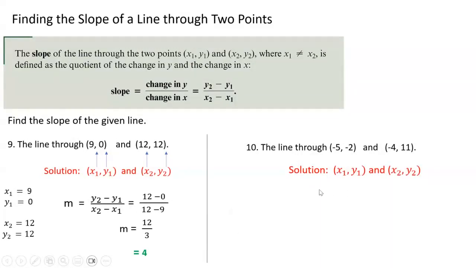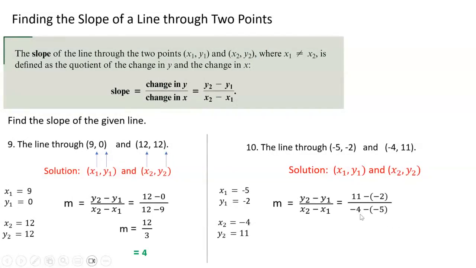Now, this is number 10. We know that x1 is negative 5 and y1 is negative 2. x2 is negative 4 and y2 is 11. So let's plug into the formula. It's going to be 11, which is y2, minus y1, which is negative 2. So this will give us a 13 on top.